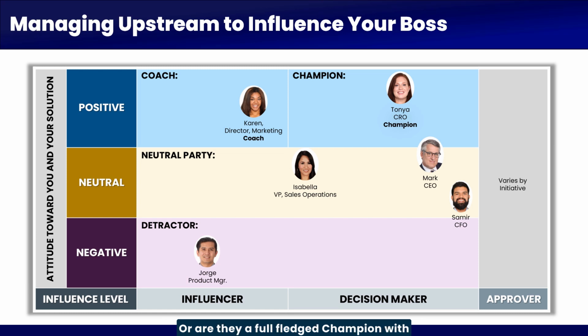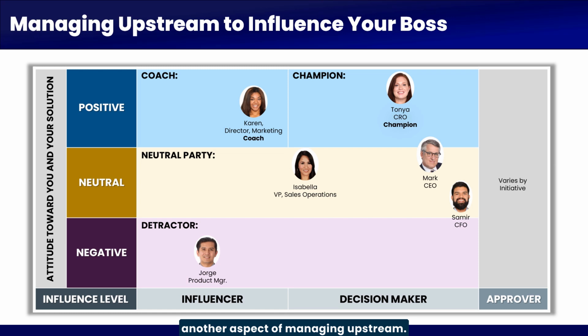Or are they a full-fledged champion with the oomph to make a decision, the political capital to influence others, and the willingness to advocate for you even in your absence? If you plan people out and plot them out on this chart, you can step back and think about, who do I need to influence? Who do I need to move in one direction or the other? And what is my plan going to be to do that? It allows you to strategize.